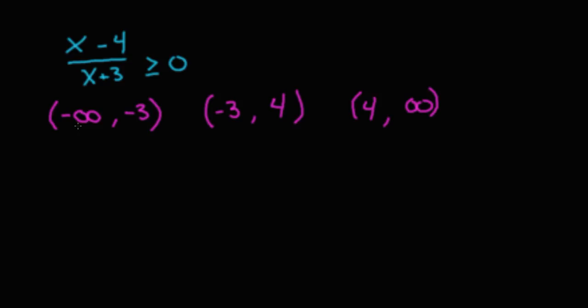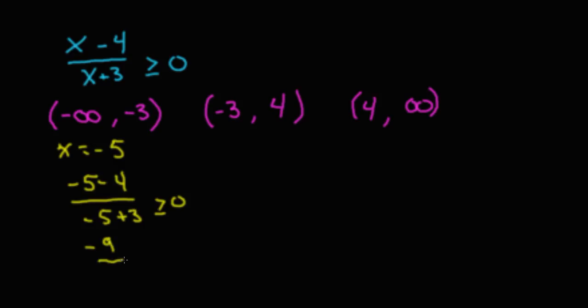So we'll look at this first interval from negative infinity to negative 3. And we'll do this just by picking a number that falls in this range. So we'll test it with a negative 5. So we'll just say x equals negative 5. And then we'll just plug that in. So we'll get negative 5 minus 4 over negative 5 plus 3. And we're going to test it to see if that's greater than or equal to 0.